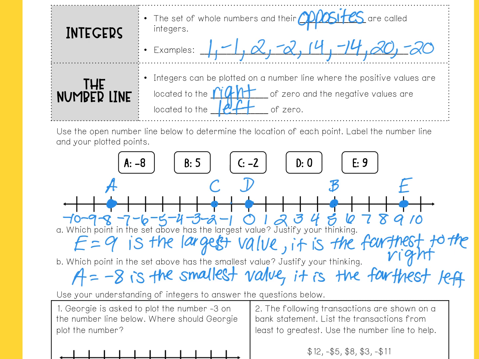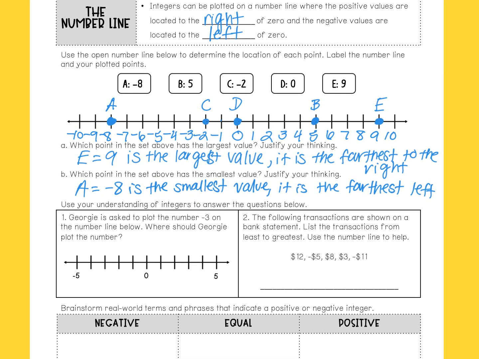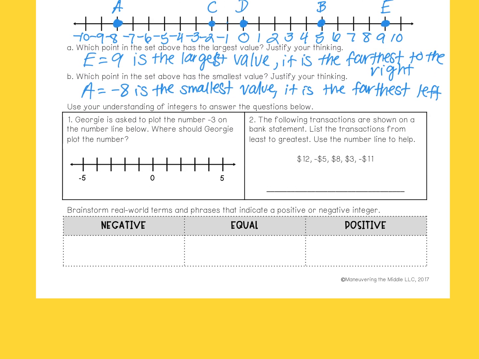Even though -8 seems like it would be bigger than 0, because we all know when we look at +8, 8 is bigger than 0. However, when you're talking about negative numbers, the bigger your negative number gets and the farther away it is from 0, the smaller the value it has. So now we're going to use our understanding of integers to answer the questions below.